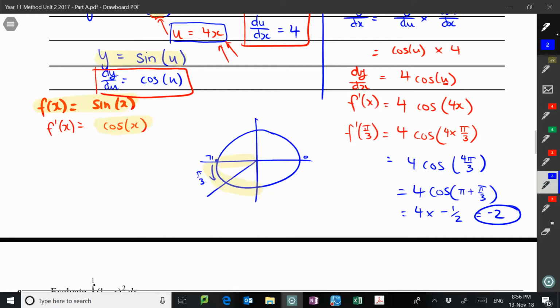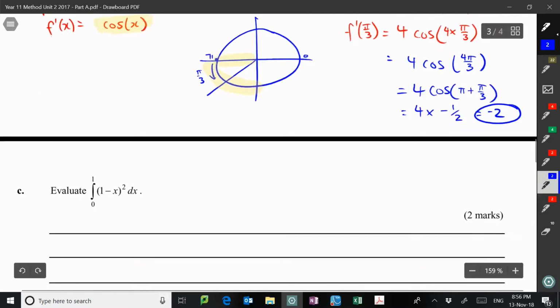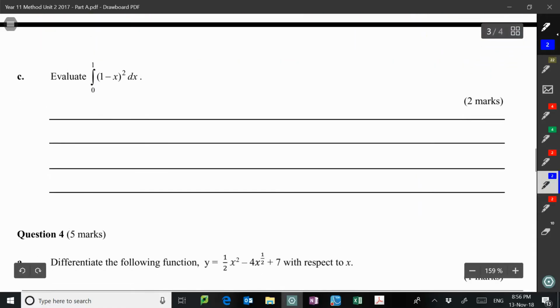Now I'm pretty sure I'm right. 4 times negative half. Yep, that should be alright. Cool. I believe the answer in the paper's wrong. They wrote negative 4 times half, but then it ended up being negative half. That doesn't make sense. 4 times negative half is negative 2. Okay. Anyways, next part of the question.